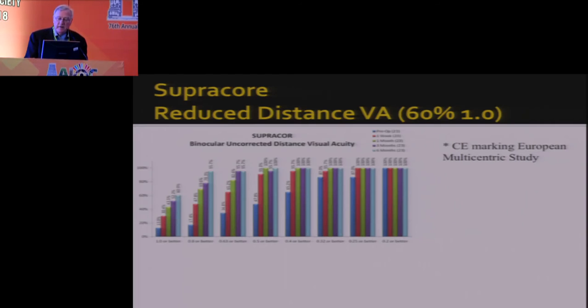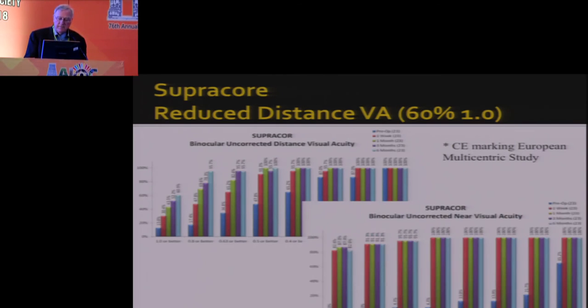Here you see a European multicenter study, and you can see that for the near vision it seems to be quite good, but for the far vision it takes a longer time. The binocular uncorrected distance visual acuity on the left and binocular uncorrected near visual acuity on the right.